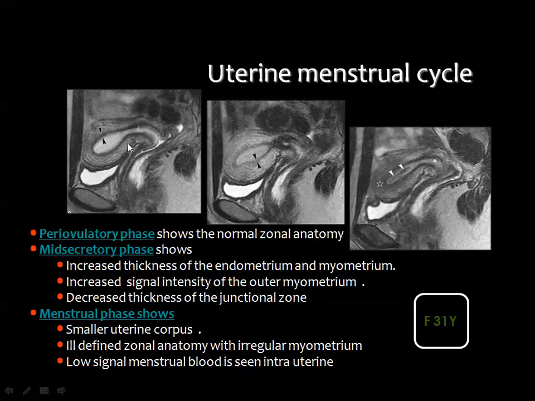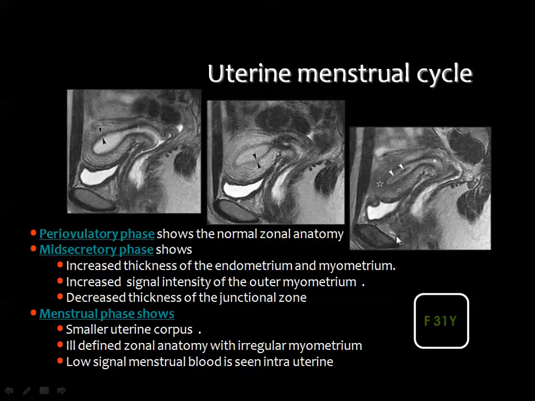This is the proliferative phase, where you can see the zonal anatomy in the T2 weighted image. The endometrium is bright, the junctional zone is thin, and it is dark. The myometrium is gray. Then in the mid-secretory phase, you see that there is appreciable thickening of the myometrium, relative distension of the uterine cavity, and the thinning of the junctional zone.